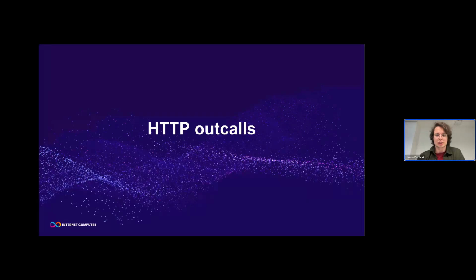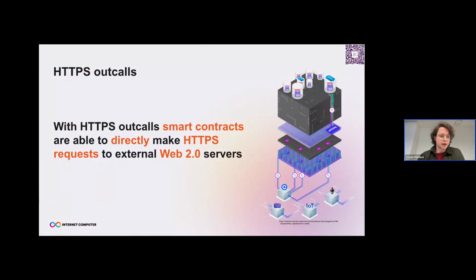So now that we looked at the interface to interact with Solana, the JSON-RPC interface, let's see how to actually use this interface from a canister. And this is, of course, done via HTTP outcalls. So what are HTTP outcalls? Simply put, HTTP outcalls allow smart contracts to directly make HTTP requests to external Web 2.0 servers. This way, we don't have to rely on oracles to obtain external data, and we can interact with the off-chain world, such as, as we'll see later, RPC providers.